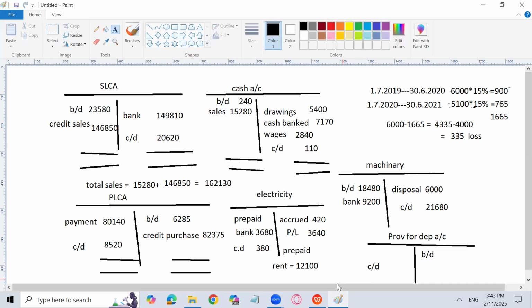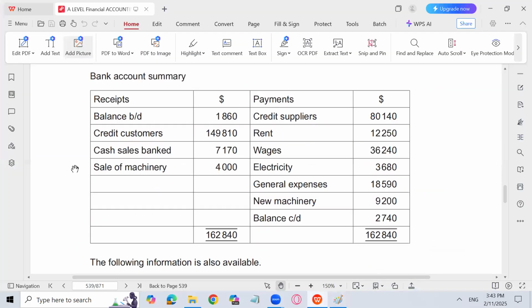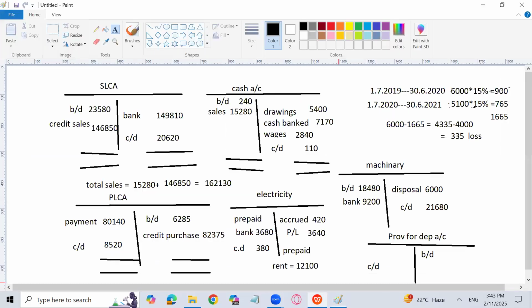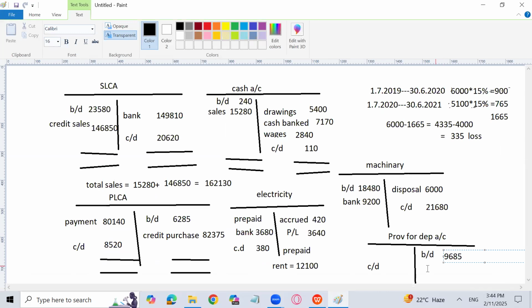Now let's see what is the brought down of the provision for depreciation. That is 9685. I will write here 9685. Carried down, we don't know. Profit and loss account figure, that is charge for the year, we need to calculate. Disposal will come on the debit side, that is the depreciation on the asset sold. On the debit side, I will write the depreciation on the asset sold. We have already calculated that. That is 1665.